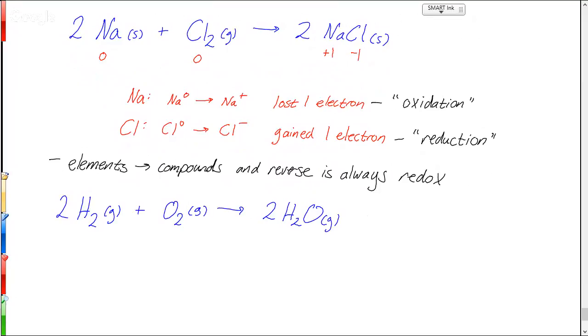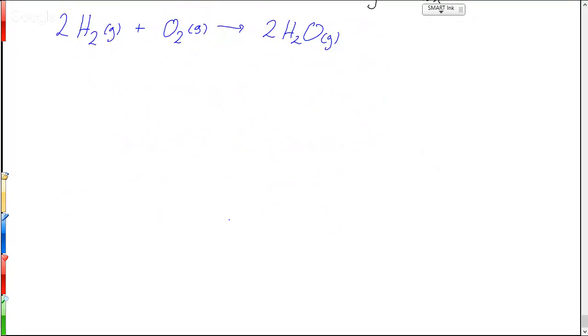So H2 must have an oxidation state of 0, O2 oxidation state of 0. But what are the oxidation states of H and O in H2O? Is that an ionic compound? No, it's not. So how do we assign oxidation states if we don't have charges? And that gets a little bit tricky. So that's what we're going to look at now. There are some rules for doing this.